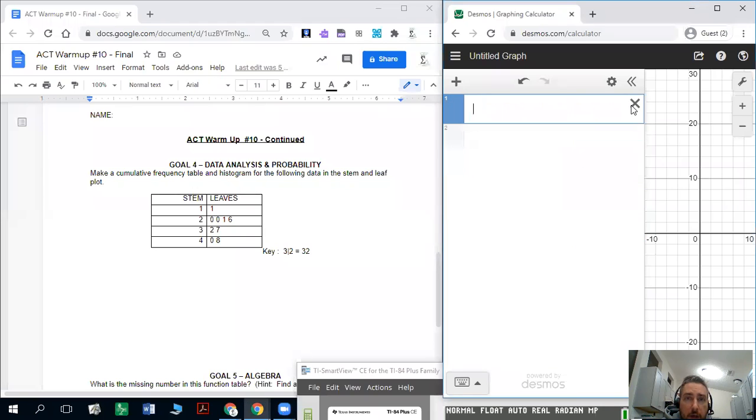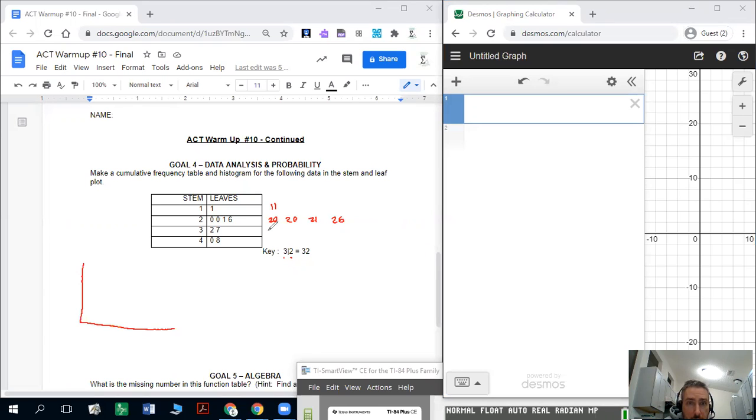Let's start with the histogram. I think y'all might know what that is more than cumulative frequency table. A histogram is basically like a bar graph, but what you do is, let's see here. You got the numbers 11. The key here is 3, 2 is 32. So this would be 11. And then you have 20. And then you have another 20. Then you have a 21 and a 26.